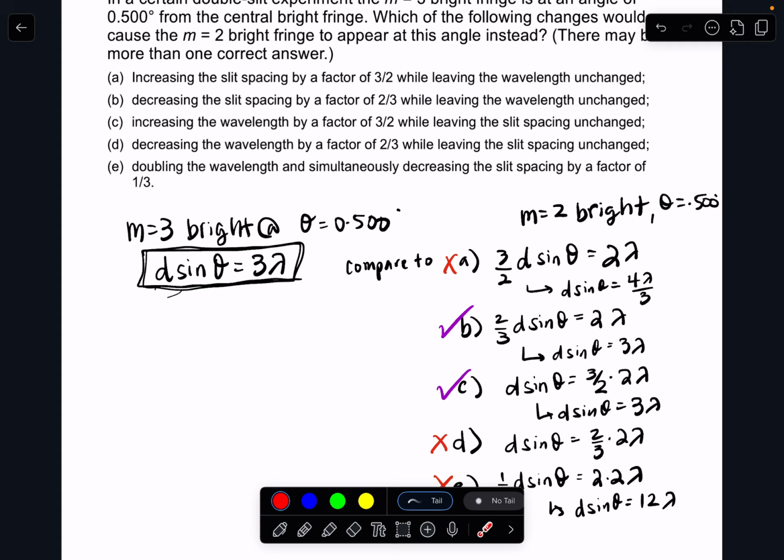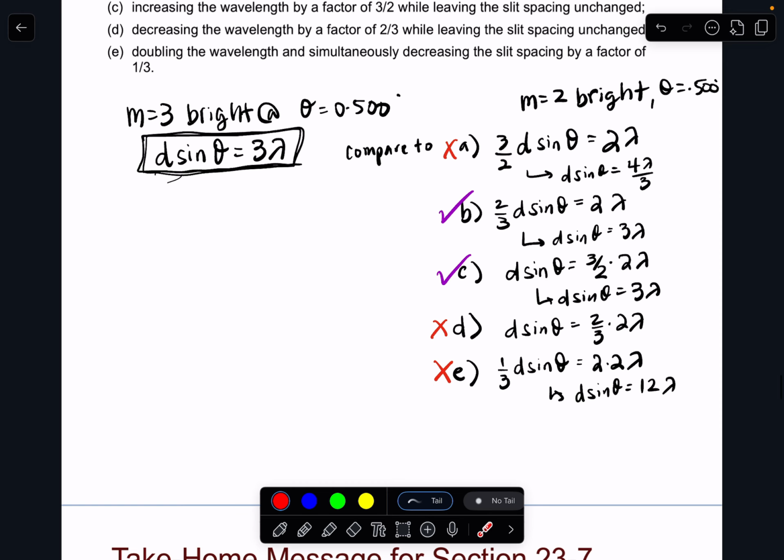Follow the same procedure, okay, for part D and E on your own. And you'll see that you don't get theta equals 0.5. You don't get the same expression back, okay?